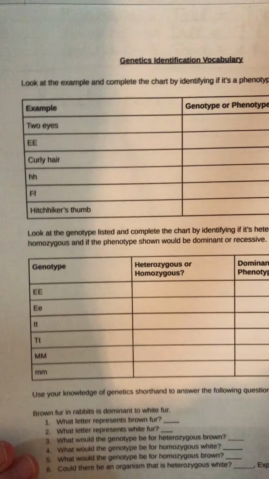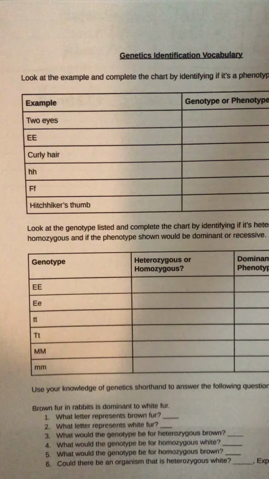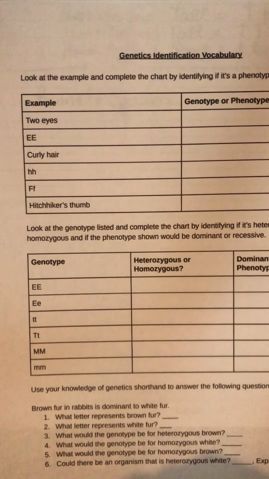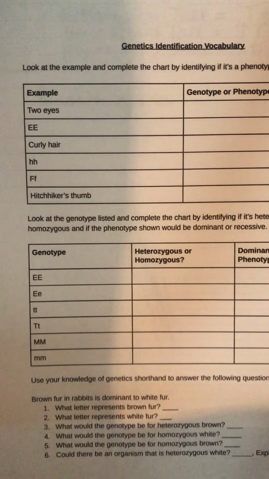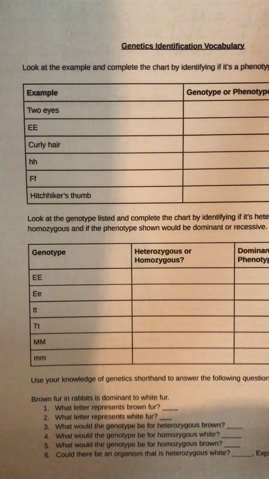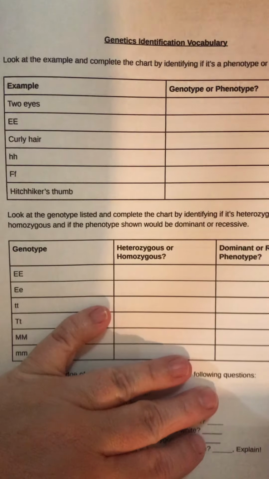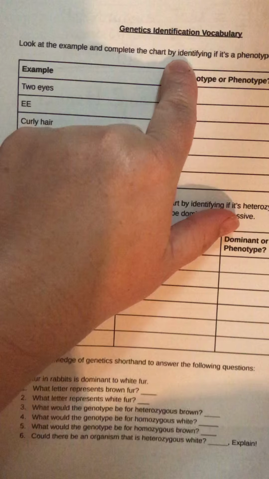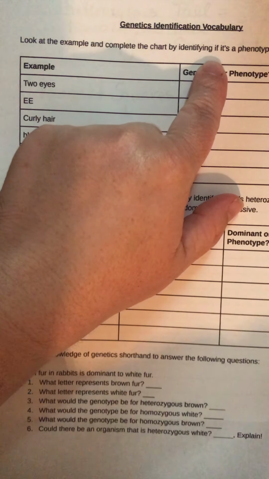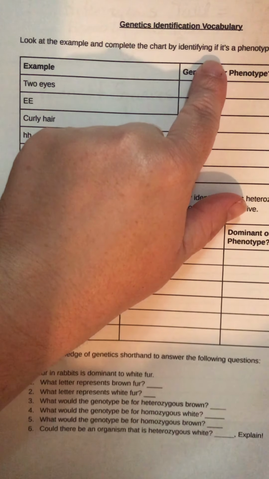Okay, so here we have the worksheet that we were doing for homework. You have to fill this out, so I'm going to go over the answers by filling it out right now in front of you, so you should check your work. Look at the example and complete the chart by identifying if it's a phenotype or a genotype.